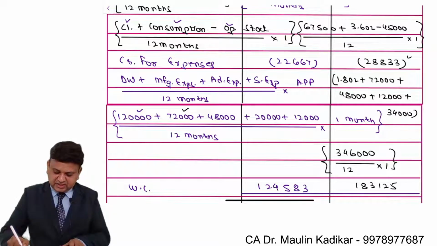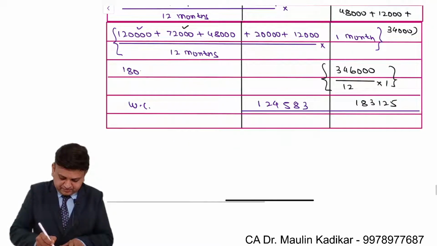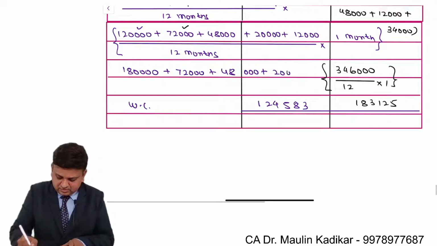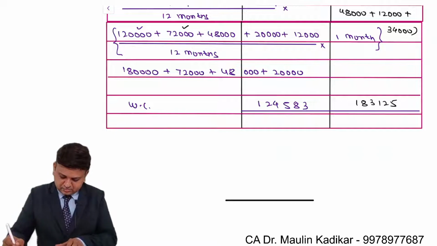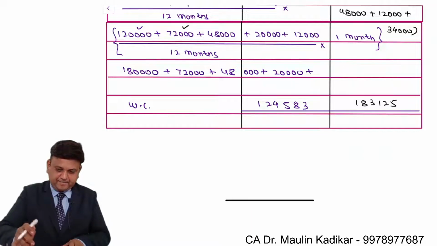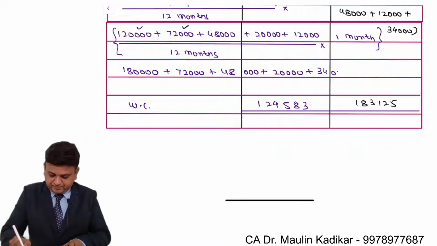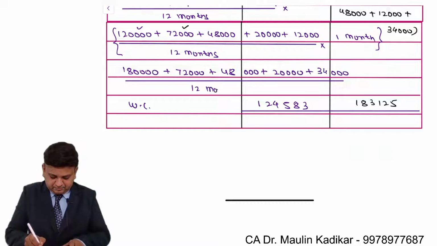I am just rewriting this creditors for expenses. I am writing once again over here: 1,80,000 plus 72,000 plus 48,000 plus 20,000 plus 34,000, whole divided by 12 months, into 1 month.